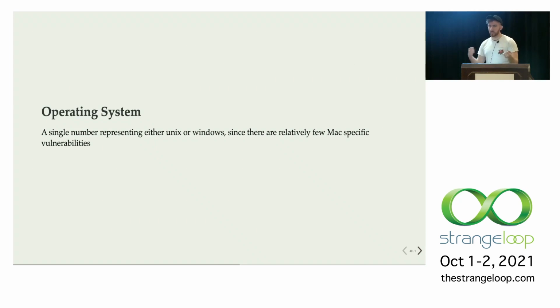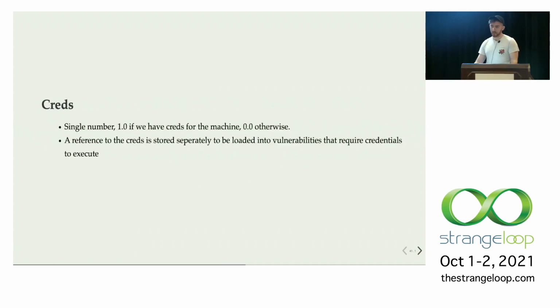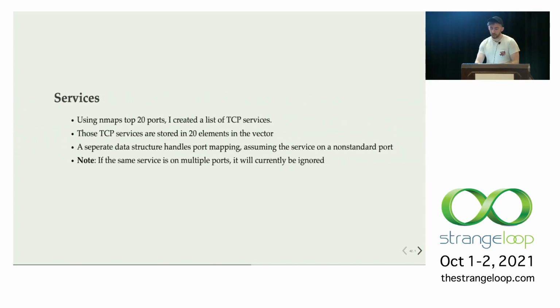Operating system, we'll have a single number, another binary flag. Is this Unix? Is this Windows? That'll be really relevant to what kind of exploits we pick, as it turns out. I didn't include Mac because there aren't that many Mac-specific vulnerabilities. You can roast me for that, but in terms of what I was working with, it's true. Credentials, another single binary flag. So 1 if you got creds, 0 if you don't. We can store a reference to the credentials within the Metasploit gym environment. So if the agent chooses to use an exploit that requires these credentials, we can just provide that at runtime. Otherwise, the agent just knows, I have some.